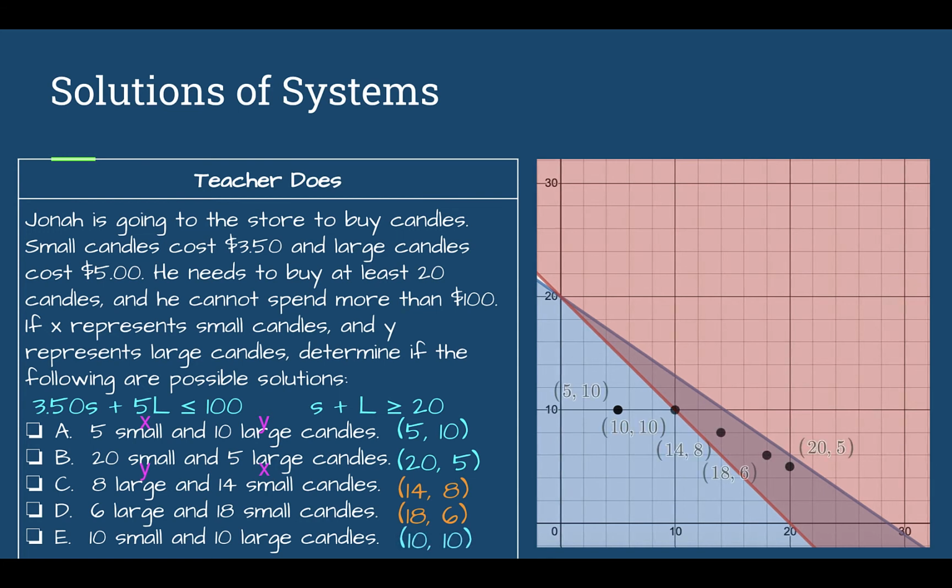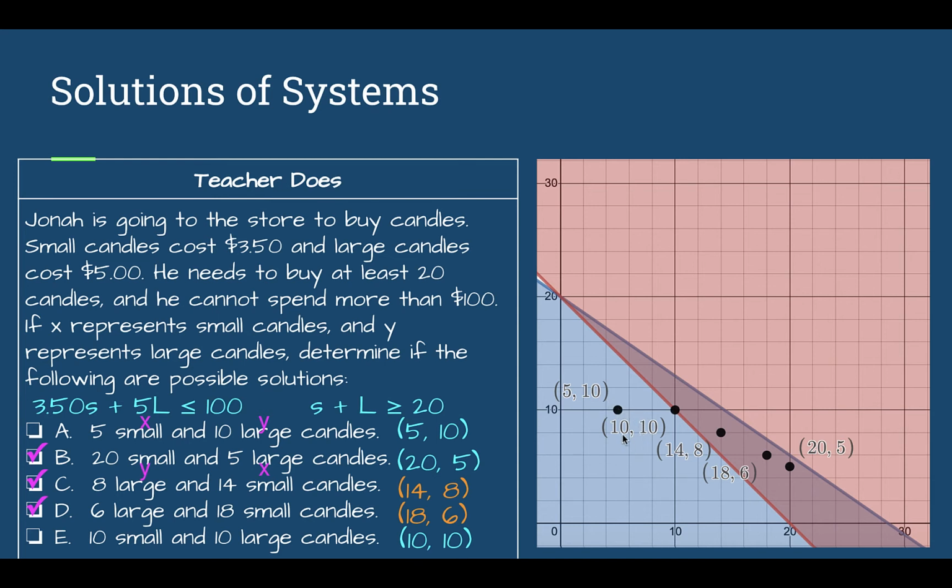If we were to graph all these points, here's where each ends up. We can see 3 of them are clearly in that double shaded area. So 25, 18, 6, and 14, 8. So we can confidently check off B, C, and D. 5, 10, we decided earlier was definitely not.